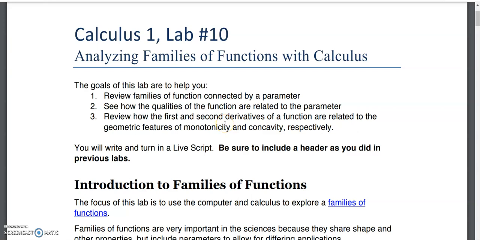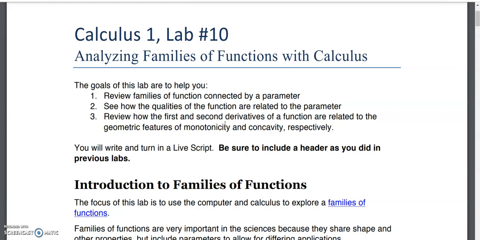Hello, this is lab number 10, analyzing families of functions with calculus. Now what we are going to do in this lab is look at one type of function, which is called the bell. You will know why it is called bell in a few seconds. And we will analyze this function for different aspects of it.